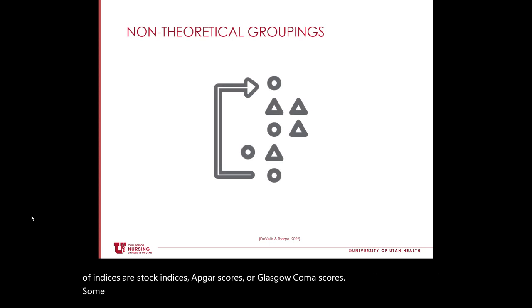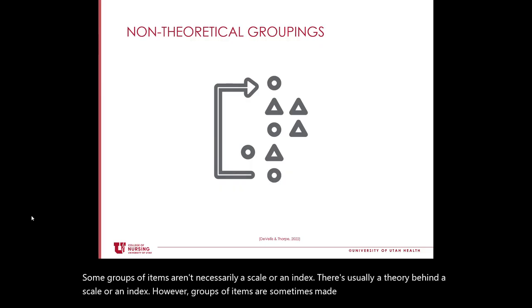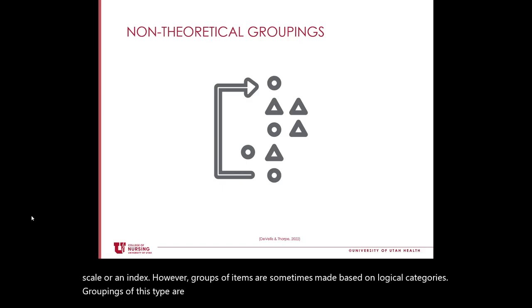Some groups of items aren't necessarily a scale or an index. There's usually a theory behind a scale or an index. However, groups of items are sometimes made based on logical categories. Groupings of this type are atheoretical and may or may not necessarily be useful for a given purpose.